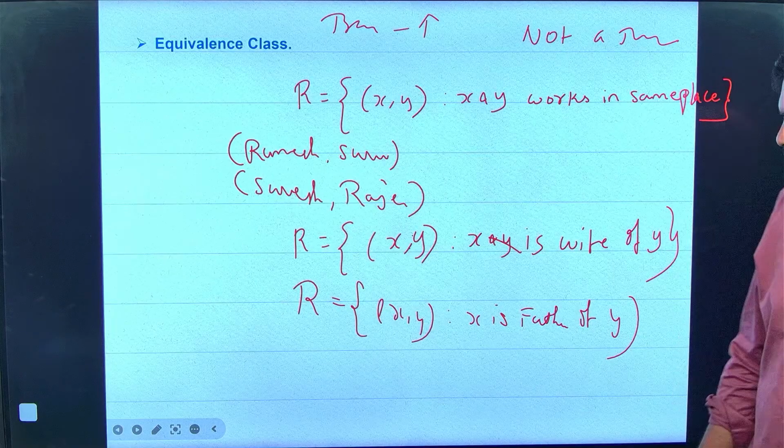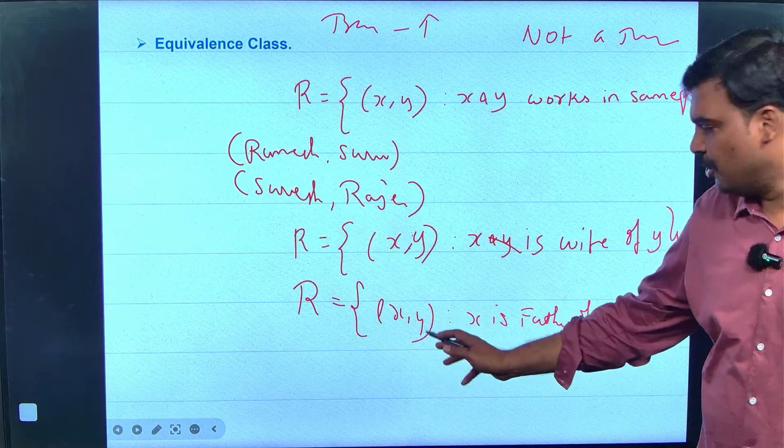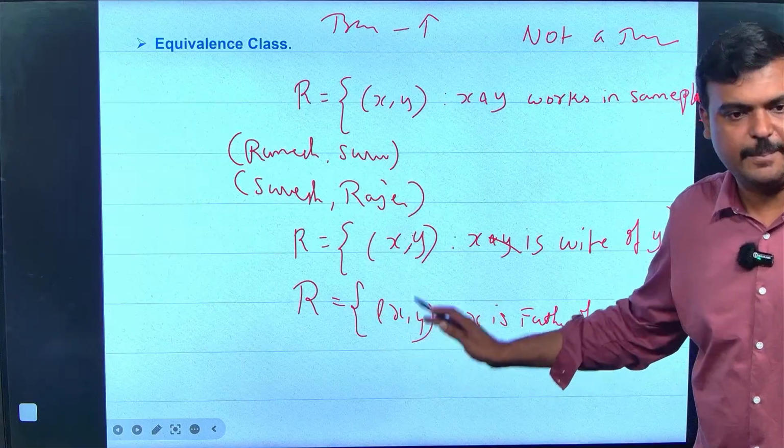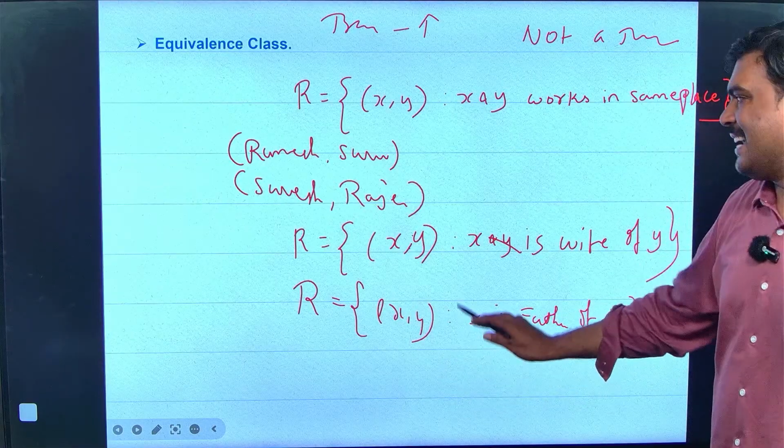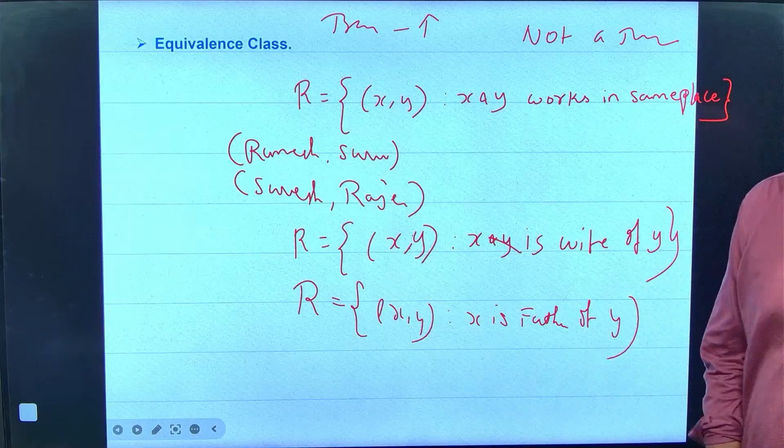Correct? So nobody can be father to himself. So X comma X or A comma A or B comma B is impossible. So we can say very boldly, it is not reflexive.